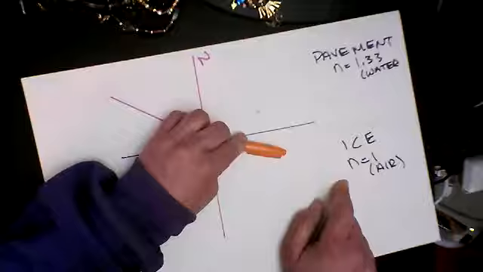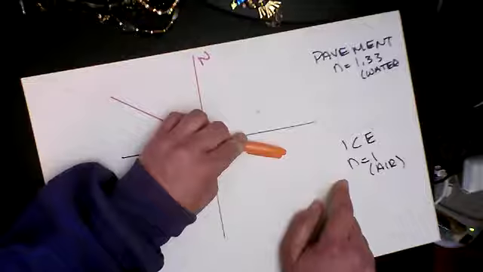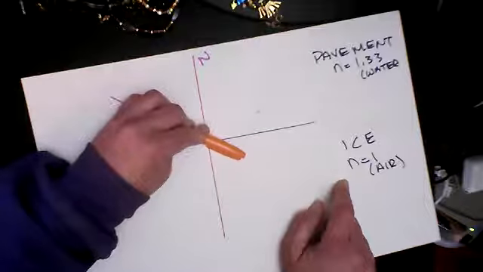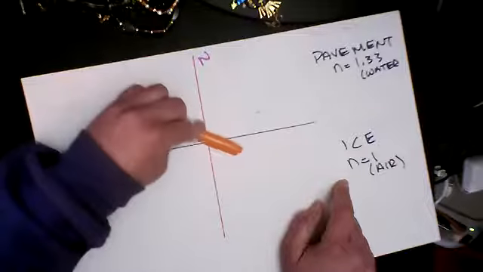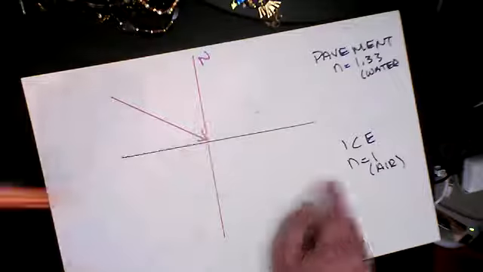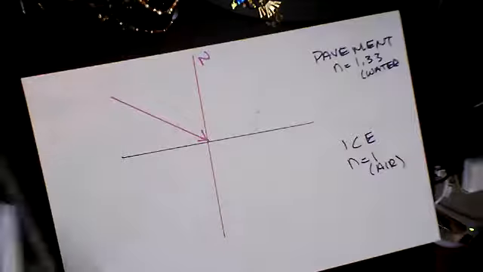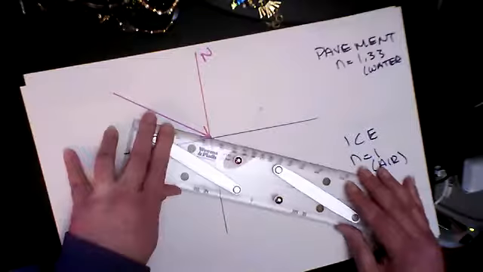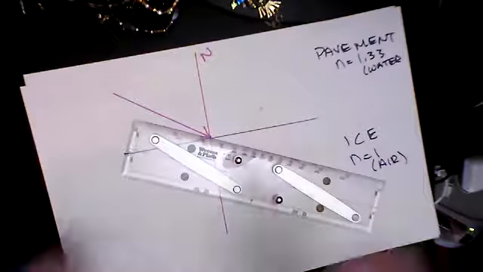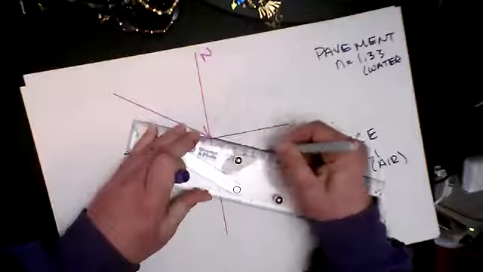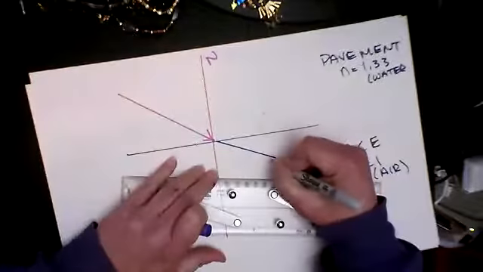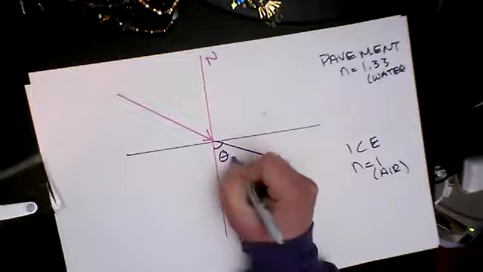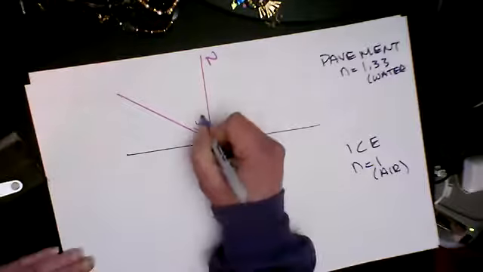In real life, we see this as a spin out, but if we think of it in terms of just a temporary, initial effect, then you can see I'm going to bend away from the normal. So my angle between my light ray and the normal has gotten bigger. This is theta 2, and this is theta 1.